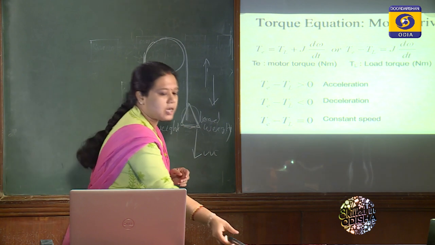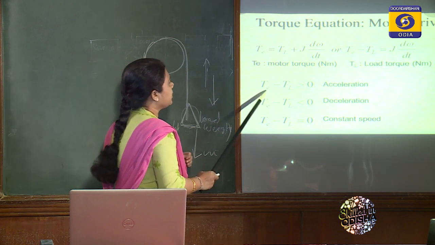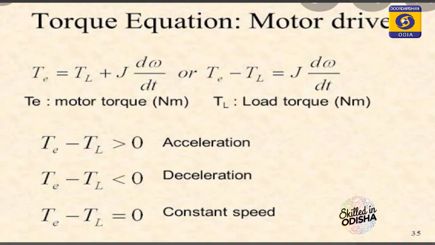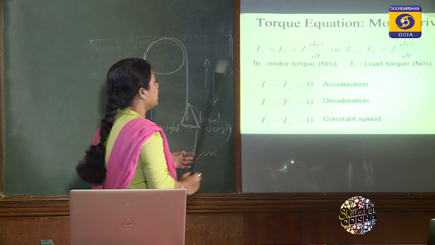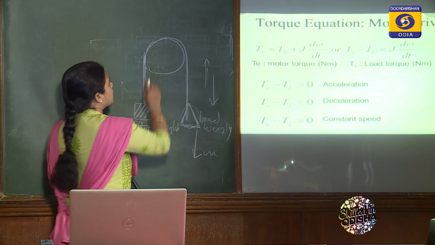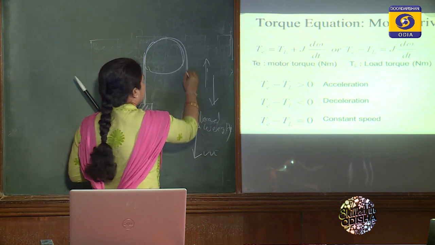So these are the equations. If TE, the motor torque, minus TL is greater than 0, that is known as acceleration. That means our motor torque will be more than the load torque. If the motor torque is more than our load torque, so this one is our load torque.